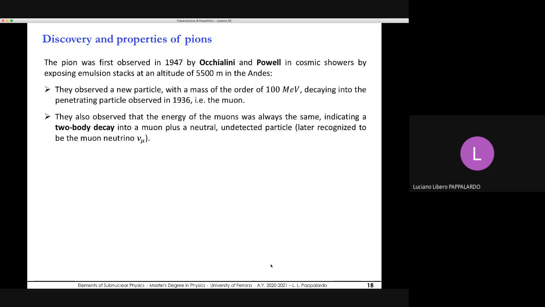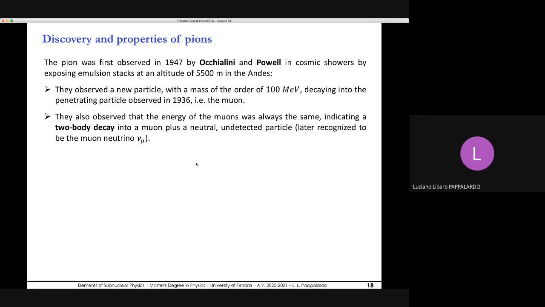The pion was instead discovered, or mainly observed, in 1947 by Occhialini and Powell, still looking at cosmic ray showers, by exposing emulsion stacks at an altitude of 5,500 meters in the Andes mountains. So why did people have to go uphill in the Andes? Because at that time, just after the Second World War, there were no high energy accelerators in physics laboratories. So the only way to look at high energy physics was to look at cosmic rays.